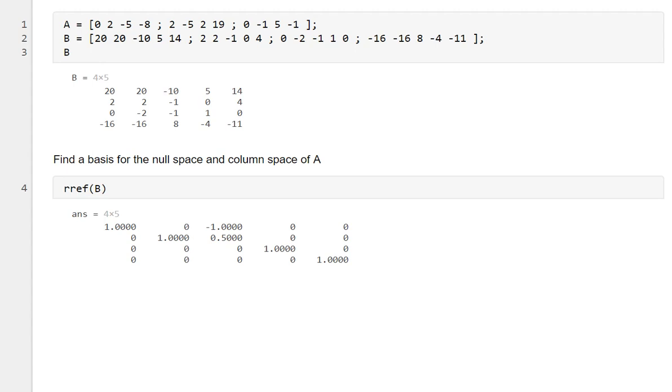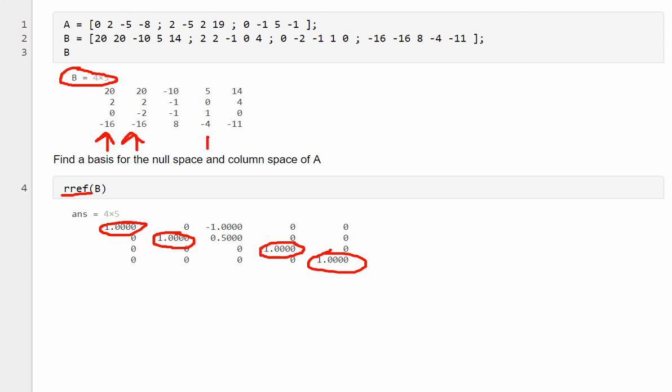Let's look at this. Now we're looking at matrix B. So I have a slightly different matrix going on. We have a 4 by 5 matrix. Let's look at its reduced row echelon form and notice the pivot columns. Any column that corresponds to a pivot is a linearly independent vector. And so the basis for the column space is going to be these 4 vectors, the vectors corresponding to the pivots.